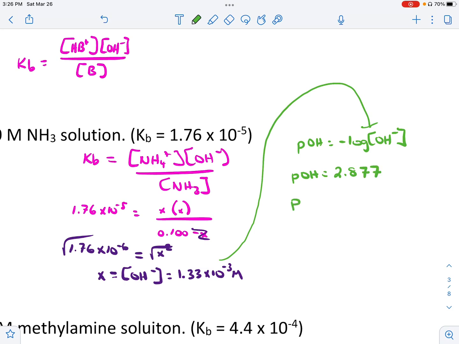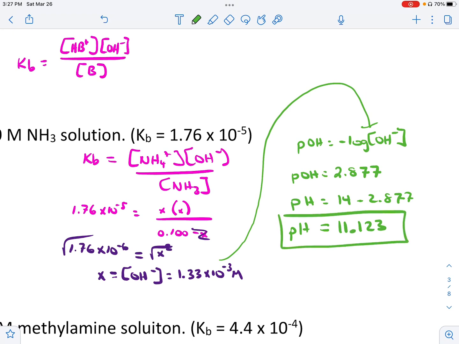That's our pOH. So to get our pH, we're going to take 14 minus that 2.877, and we should get 11.123. pH is equal to 11.123. There we go, and there's our answer. So pretty straightforward, hopefully. Hopefully we're all good with that.